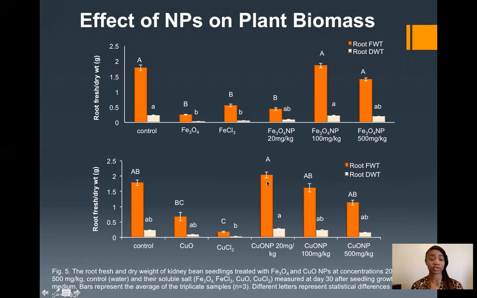The second graph shows the effect of copper oxide nanoparticle on the root fresh weight and dry weight of kidney bean. And we also see that the soluble metal of copper oxide and copper 2 chloride significantly reduce the root fresh weight. And as the concentration of copper oxide nanoparticle increased, the root fresh weight also decreased.